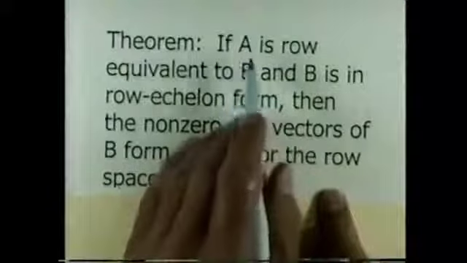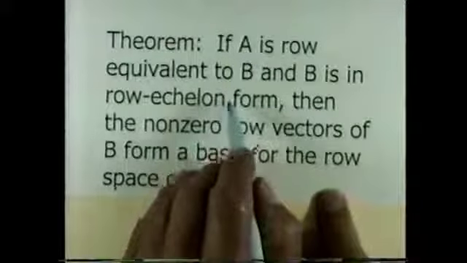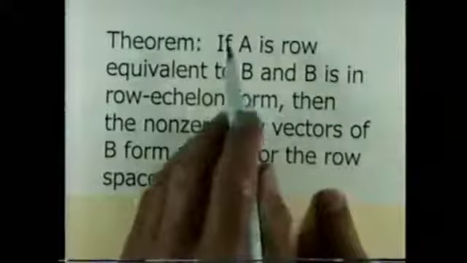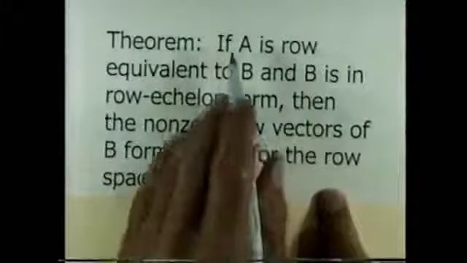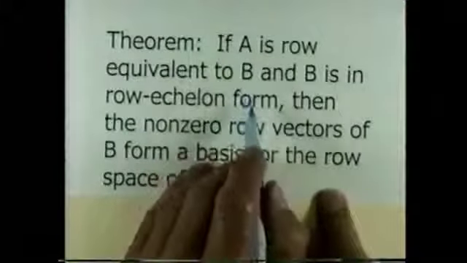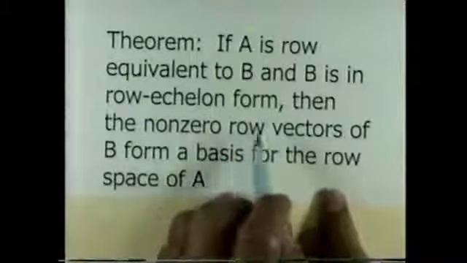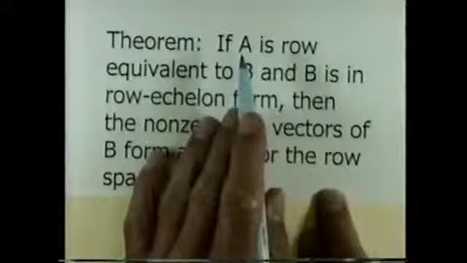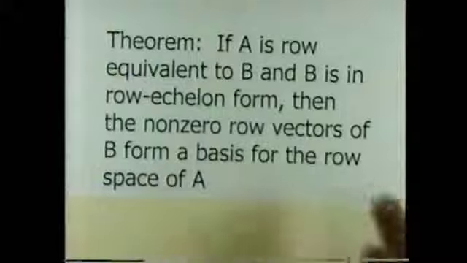So if A is any matrix, what I would first do is reduce A to row echelon form and get matrix B. By using elementary row operations, I know that B is row equivalent to A. Then I can pick the non-zero row vectors of B as the basis for the row space of A. So just take A, put it in row echelon form, and the non-zero row vectors form the basis for the row space of A. Let's look at an example.